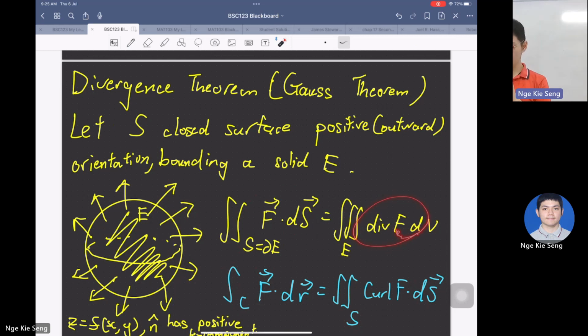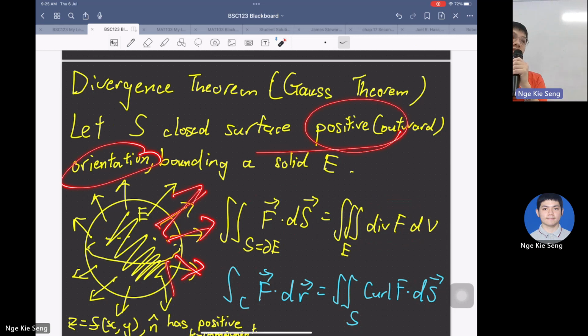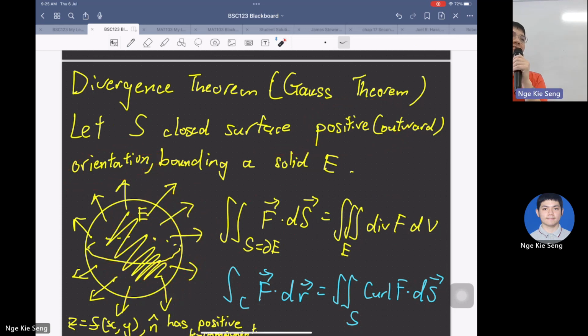Okay, because of the positive orientation I put on the surface. Okay, does it make sense or not? Does it make sense? Doesn't make sense. Minkai said doesn't make sense.